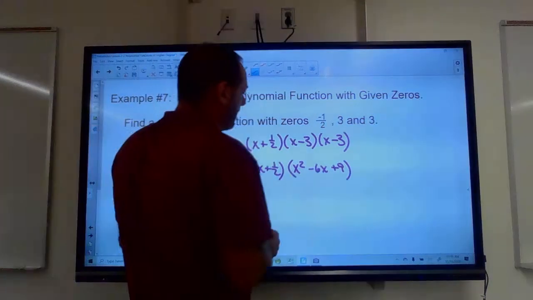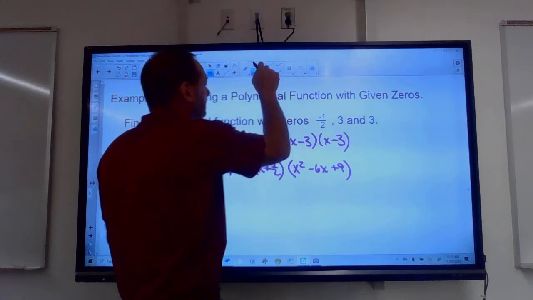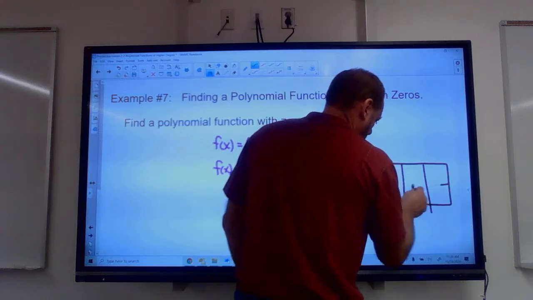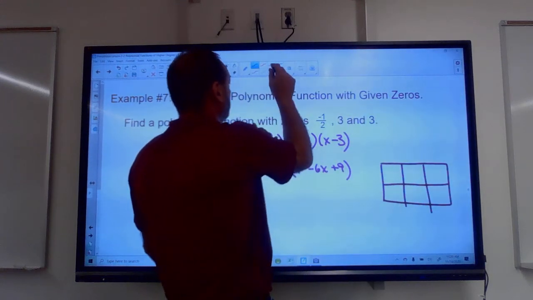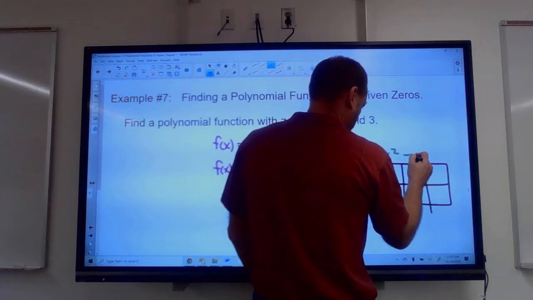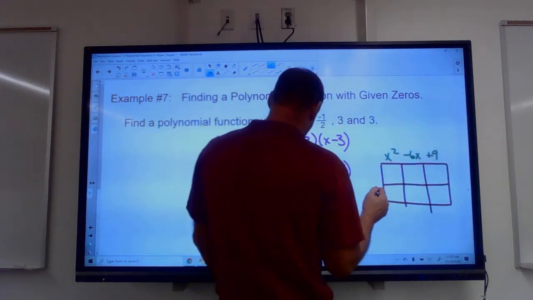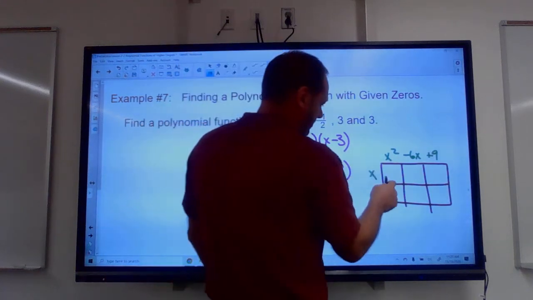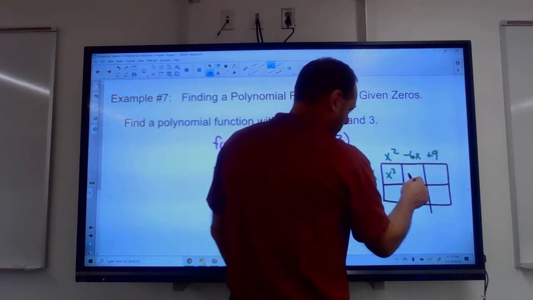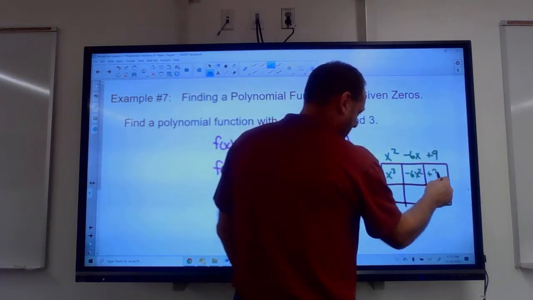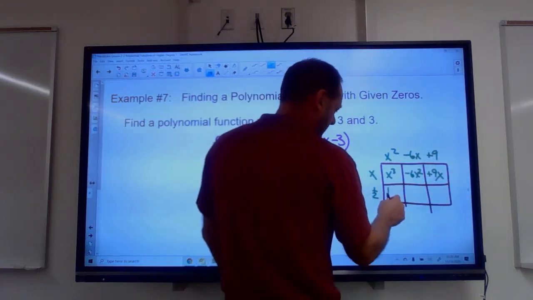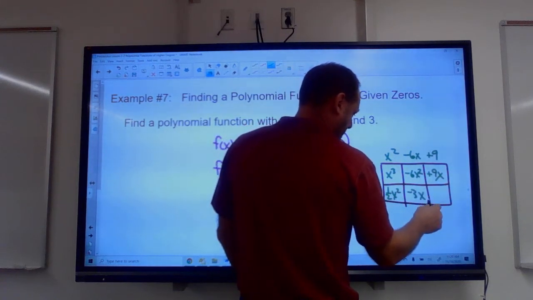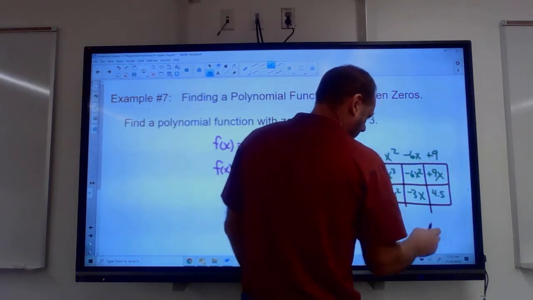Now some of you like to use the box method. I'm okay with that. It's just a lot of extra writing, I think, for myself. So you got x squared minus 6x plus 9, and you've got x plus 1/2, and then you just, x squared times x is x cubed. This would be minus 6x squared plus 9x. This would be 1/2 x squared. This would be negative 3x, and this would be 4.5.